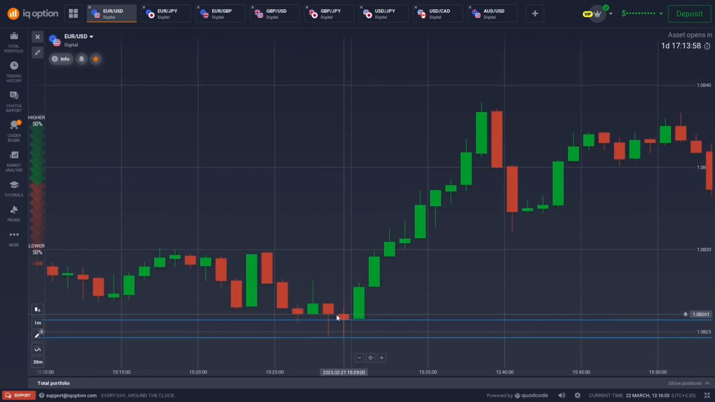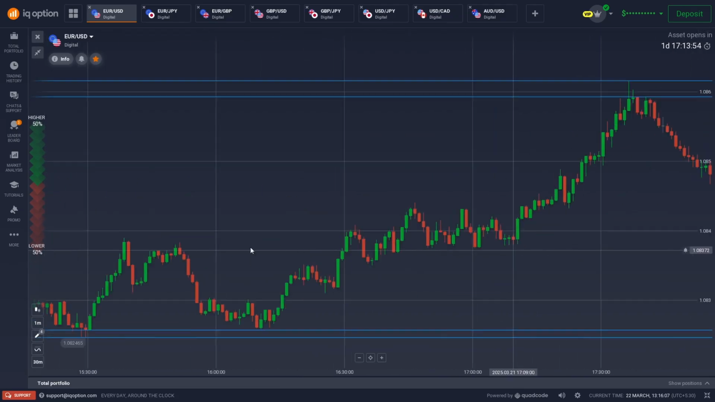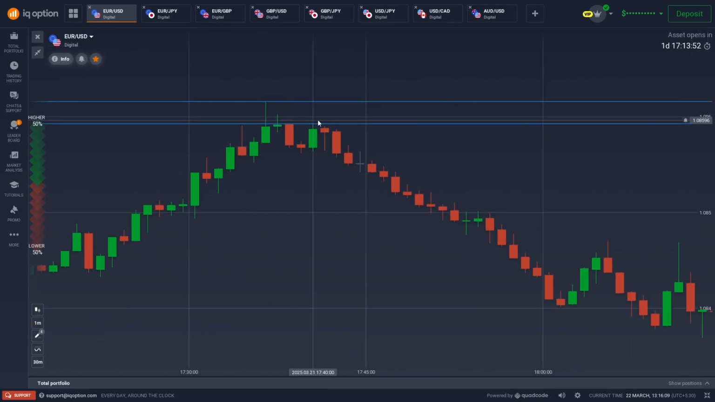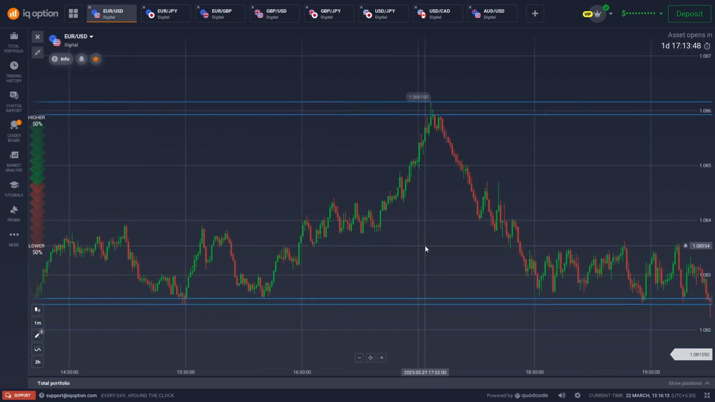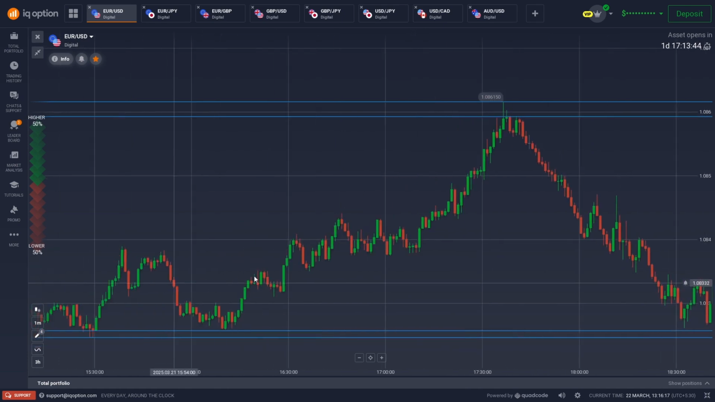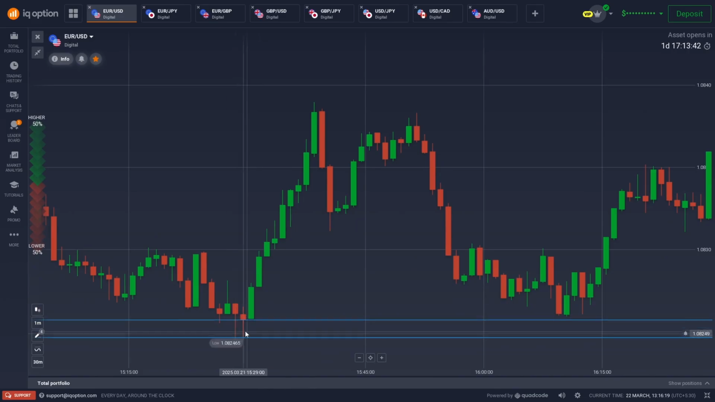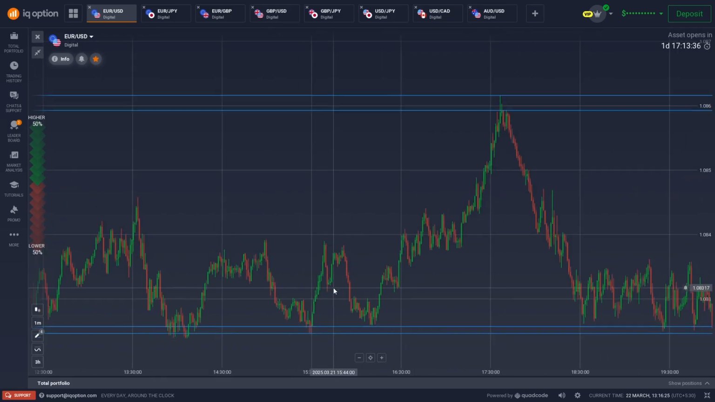So this is our zone of support where the buying pressure exists, and this is a resistance zone where selling pressure exists. By selling pressure I mean pending sell orders in large number, and by buying pressure I mean pending buy orders in large number, because then only the price will reverse.